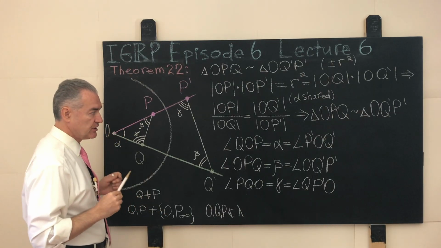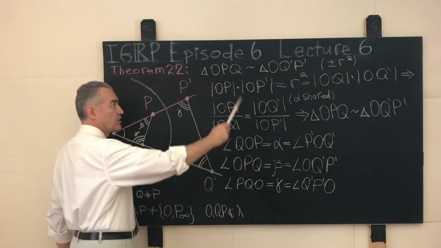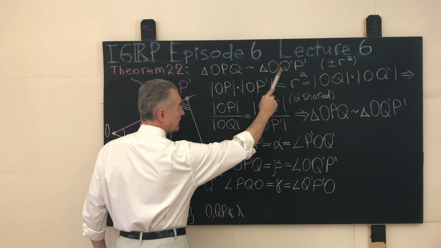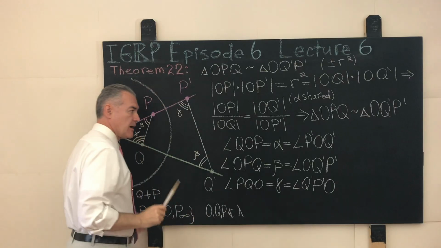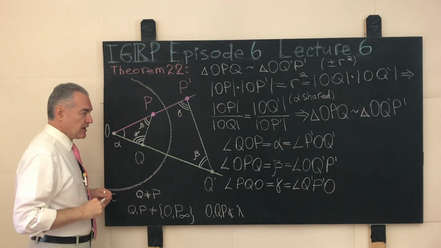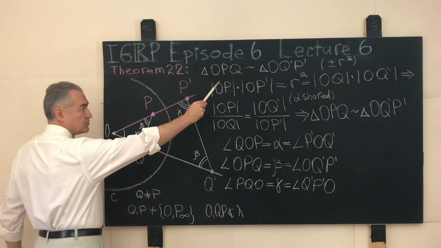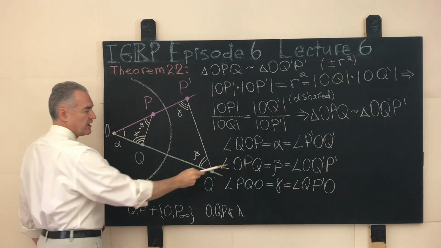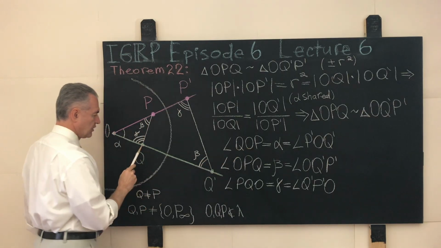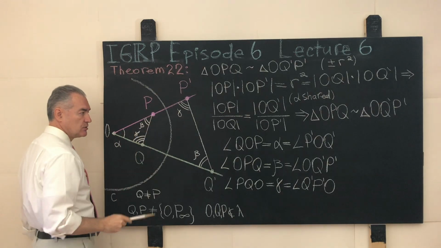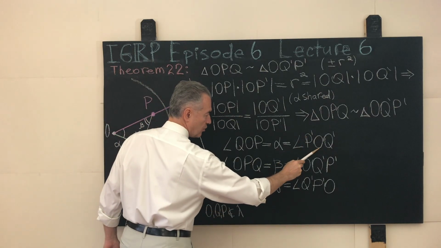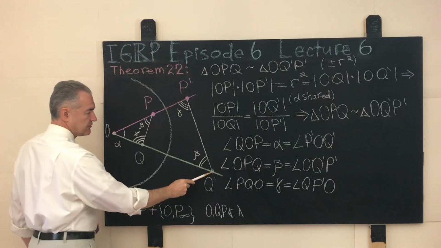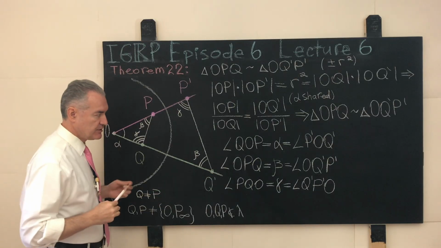And now here we need to be careful, and that is where the order of the vertices in the names of the triangles and the corresponding angles becomes important. Here we see that, for example, in the triangle to which I referred as OPQ, we have the angle QOP equal to the angle P prime OQ prime. And here is the gist of it.